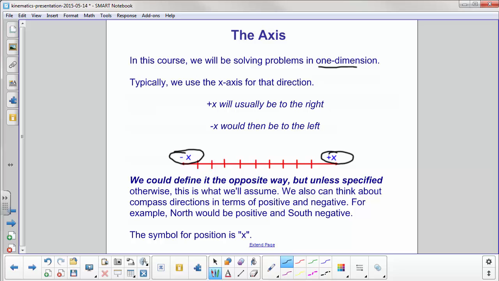Also, we could pretend we had a compass here. And if we had a compass, north would be positive, south would be negative, or east, which is to the right, would be positive, and west would be negative. The symbol for position is going to be x. Later on in physics, when you do 2 and even 3 dimensions, then we will use y and z. But for now, we just need to use x.